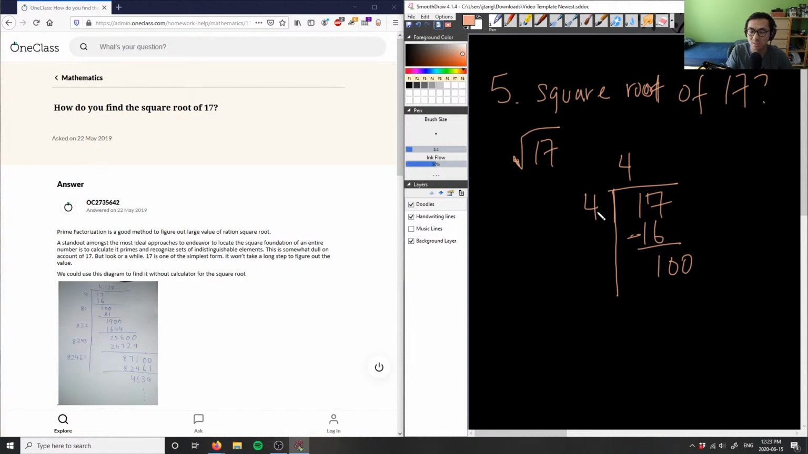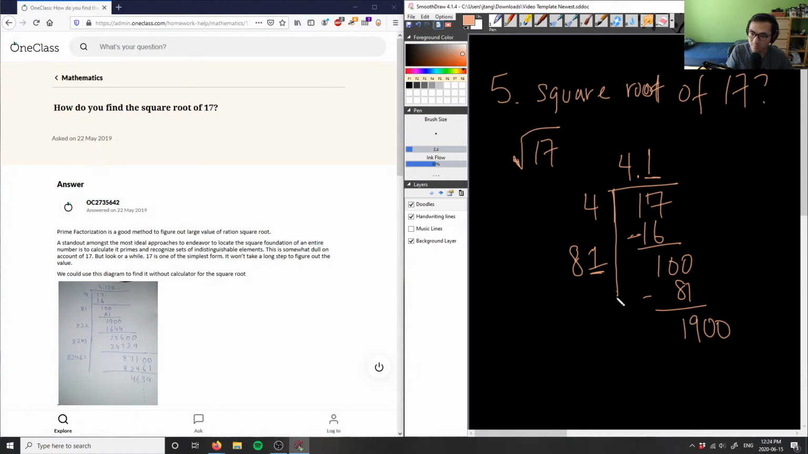Then I can double this 4, and this becomes 8, right? And I have to find what value I should put here to be closest to 100. So 80 times 0 is 0, but 81 times 1 is equal to 81. 82 times 2 is 164, so that goes over 100. So this value must be a 1. And again, I have the decimal here. 81 times 1 will give me 81, so 100 minus 81 is 19.